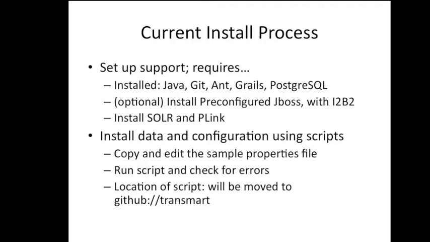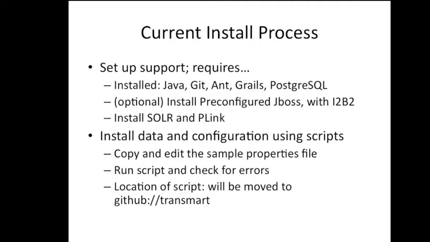Just some background notes on the current install. It still has the same prerequisites: Java, Git, Ant, Rails, PostgreSQL. You can, if you wish, configure it with JBoss with the i2b2 data. It's set up to either install that or to install the all-Postgres data set that we've created. And there are directions for installing a Postgres version of i2b2 on the wiki. You have to have Solr installed and PLINK.